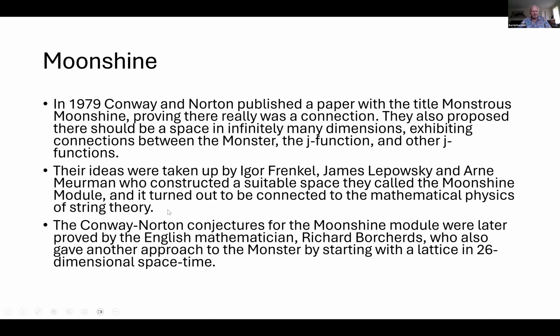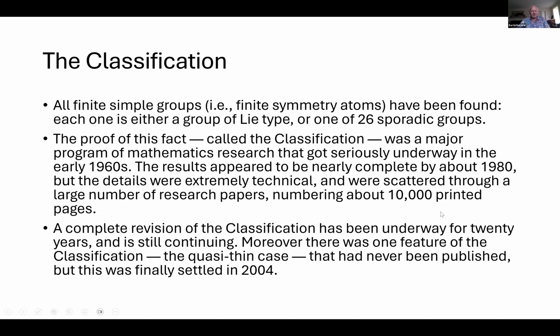String theory is the theory we mentioned before, dealing with vibrating strings for matter and for dark matter. So the Conway-Norton conjectures from the Moonshine module were also proved by the English mathematician Richard Borcherds, who also gave another approach to the monster, siting it with a lattice in 26-dimensional space-time, which is what we think is our universe, 26 dimensions.